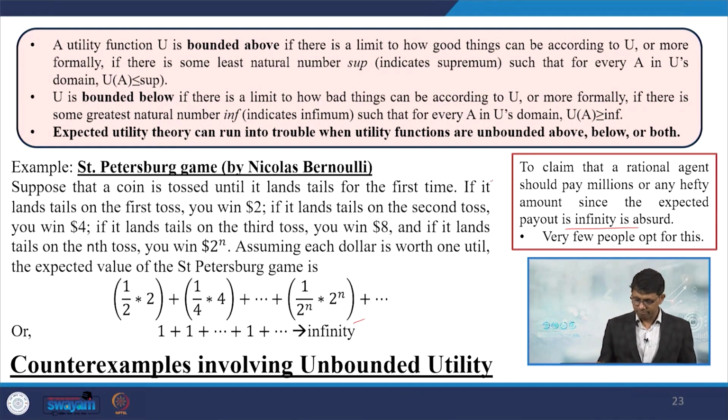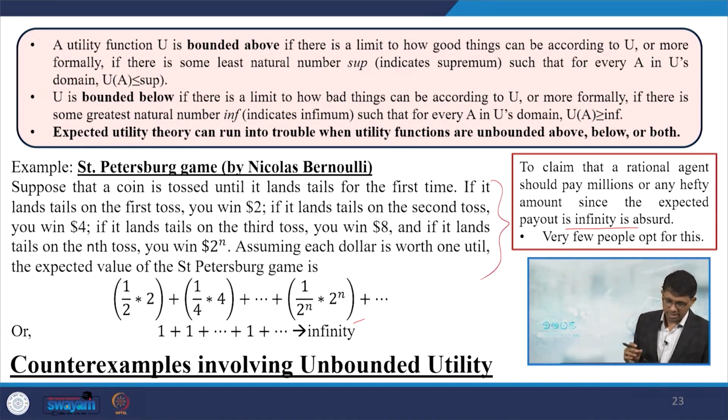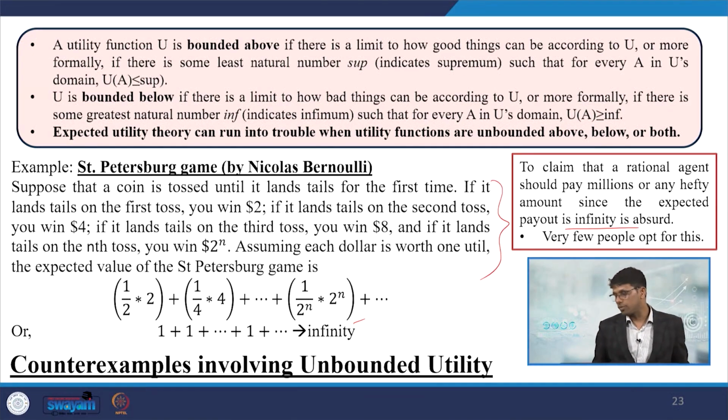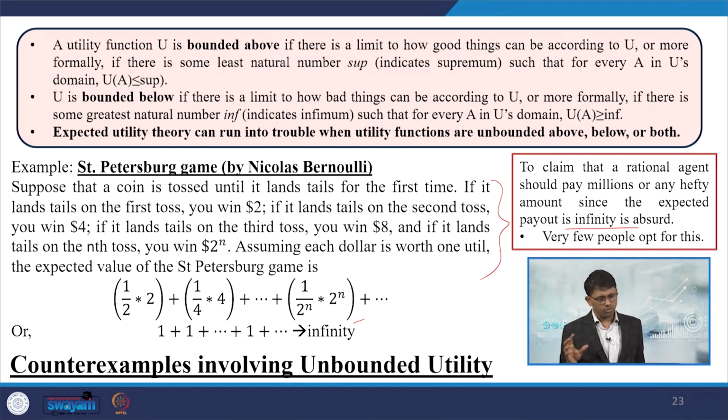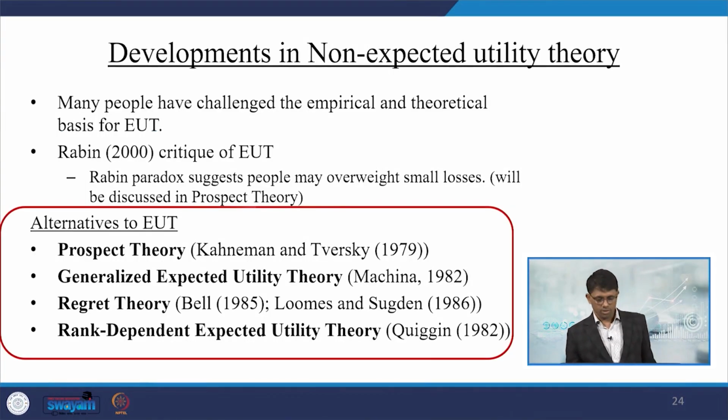By this game, you will find that to get the best return, one has to pay an infinite amount, which is really absurd. So, very few people offer this, because they just want to win, not attain the maximum possible utility at the unbounded level. So, unbounded utility as a counterexample really clarifies the problems of the classical theories.